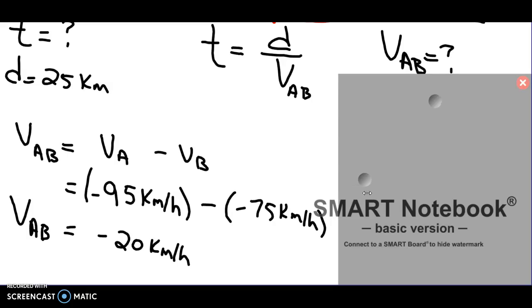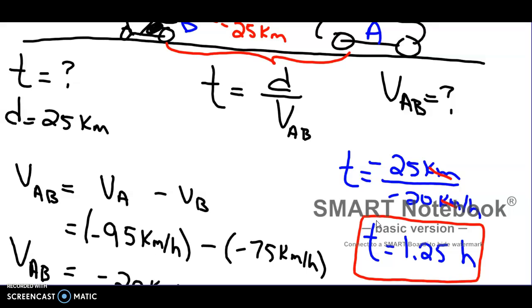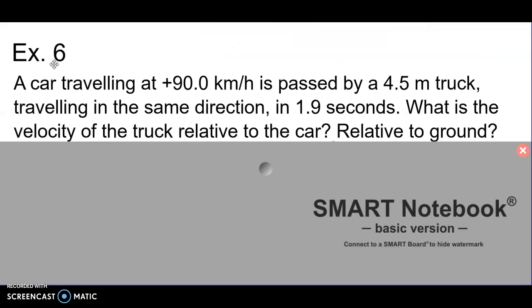All right. So VAB equals VA subtract VB. So negative 95 kilometers per hour subtract negative 75 kilometers per hour. And these are negative, right, because they're going in the west direction. So our VAB is negative 20 kilometers per hour. Now we take this and plug it into our t equals d over VAB formula. And our time is 1.25 hours. Okay?